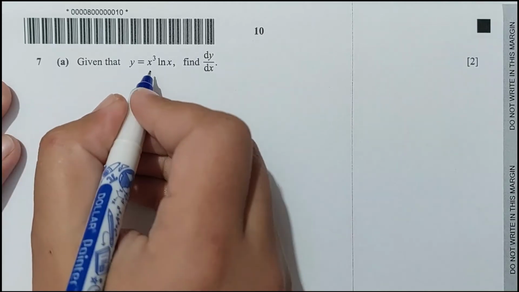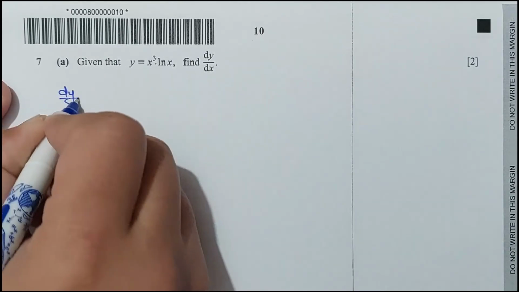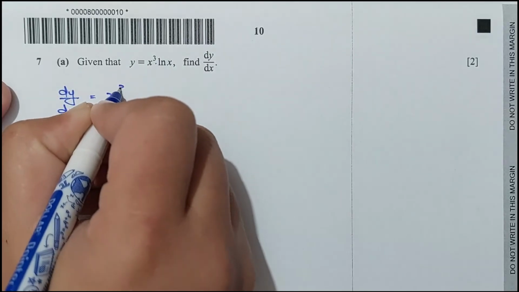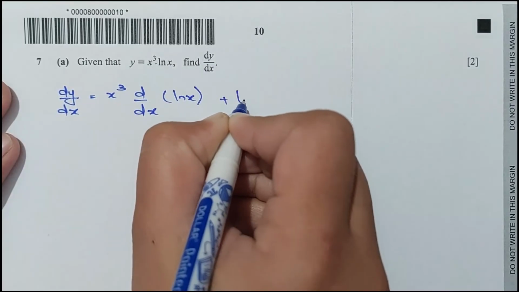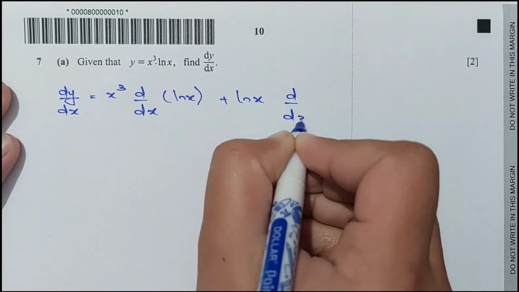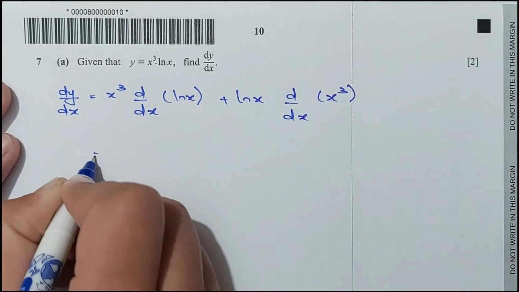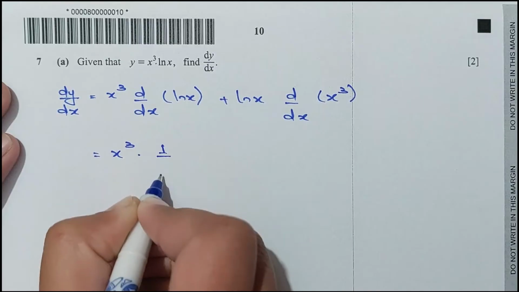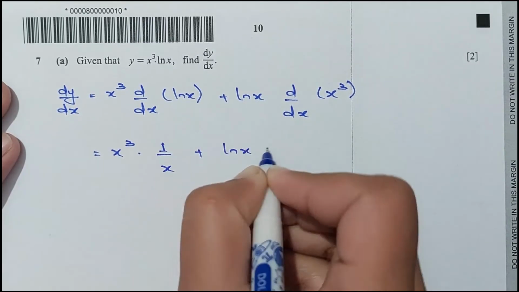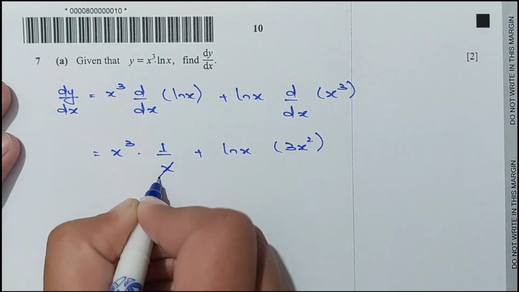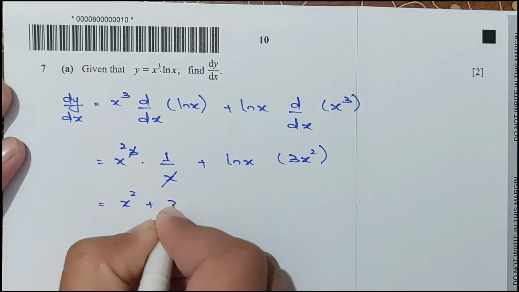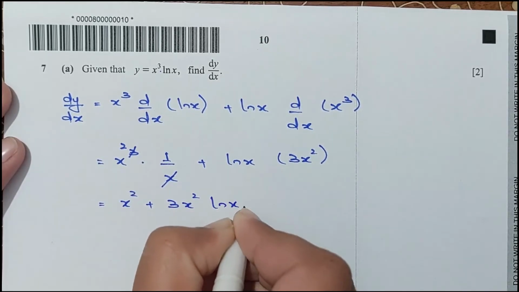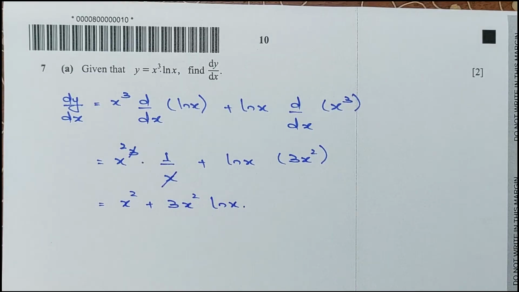Question number 7, part A. Given that y is this function, find dy by dx. It's a product rule. So dy over dx: the first function is x cube, times the derivative of the second function, which is ln x, plus the second function as it is, times the derivative of the first function, which is x cube. Let's simplify. x cube times the derivative of ln x, which is 1 over x, plus ln x as it is times the derivative of x cube, which is 3x square. This x and this x cancel out, we have just x square. So x square plus 3x square ln x. This is the derivative of the function y.